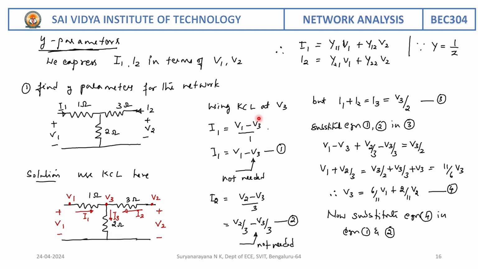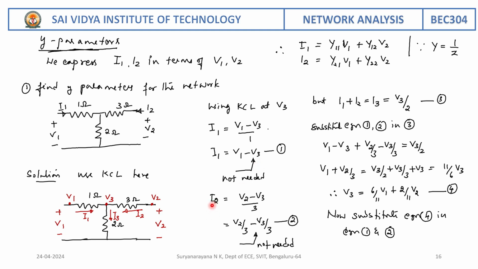So use KCL at V3. We can write the expression for I1. I1 is equal to V1 minus V3 by 1. So here we got the equation I1 is equal to V1 minus V3. We got V1 here, but V3 is not expected here. So let us keep this equation for the time being.